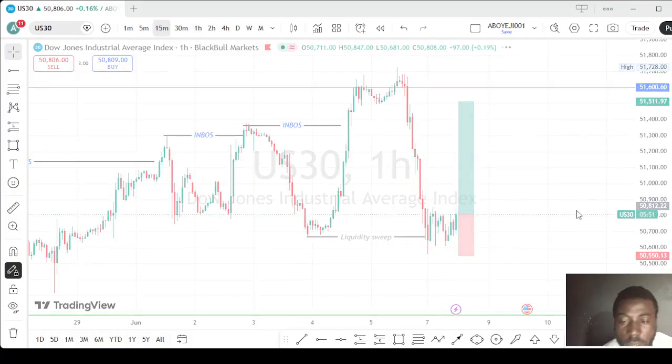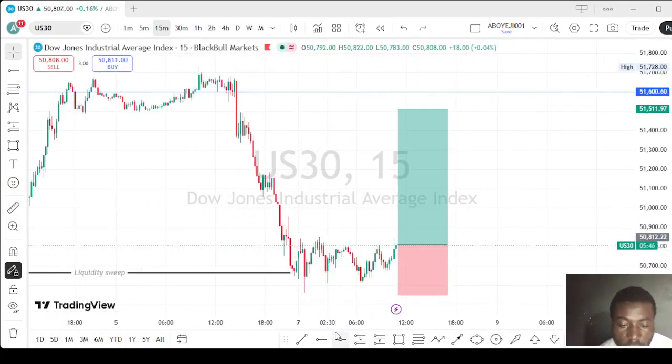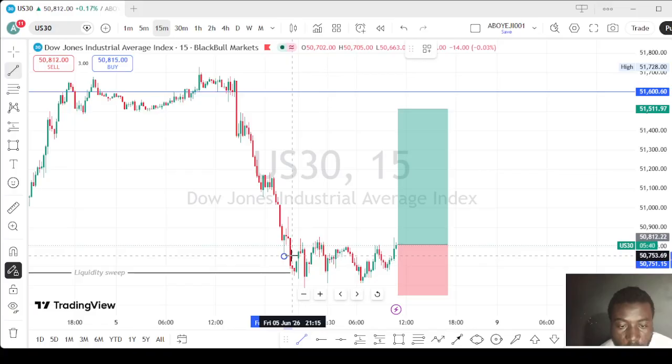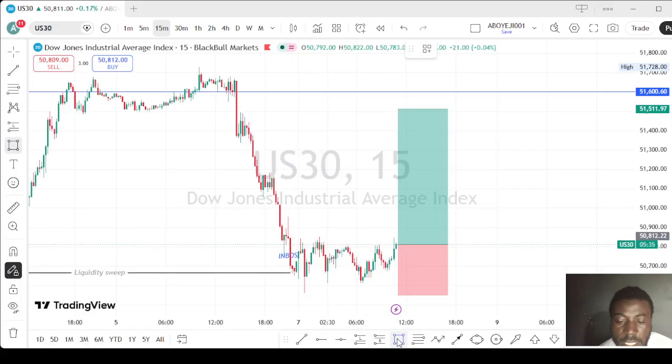So let's move to the 15-minute time frame to take this opportunity. This is the 15-minute time frame. All we need, we can see, this is a break of structure on the 15-minute time frame. And this is an order block here.